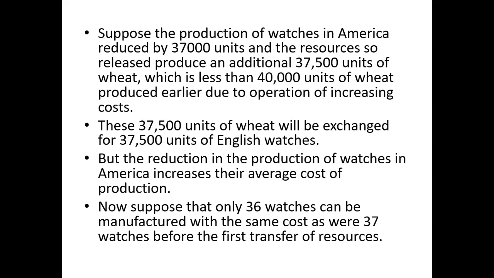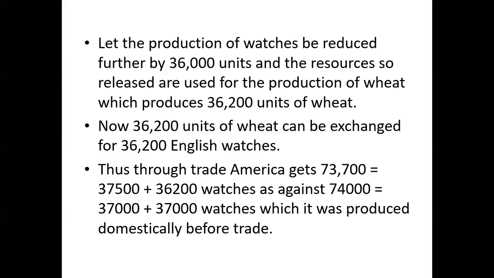But the reduction in the production of watches in America increases its average cost of production. Now suppose that only 36 units of watches can be manufactured with the same cost as were 37 watches before the first transfer of resources. So let the production of watches be reduced further by 36,000 units and the resources so released are used for the production of wheat.